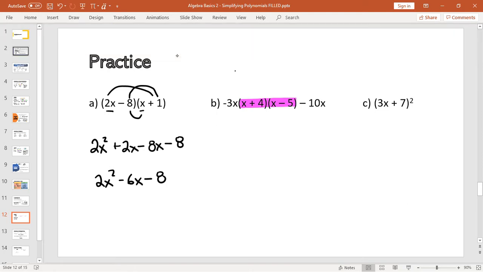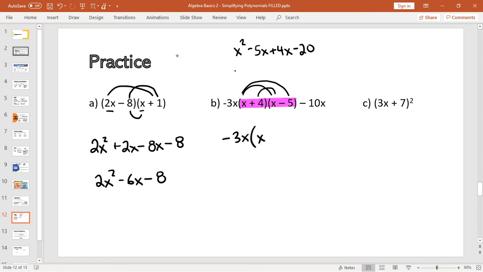So if we were to do the expansion, I'm just going to do it separately and then put it back in brackets. So we've got x squared for first. I've got minus 5x for outside. I've got 4x for inside. And I've got negative 20 for last. Cool. So I'm going to just write those down.